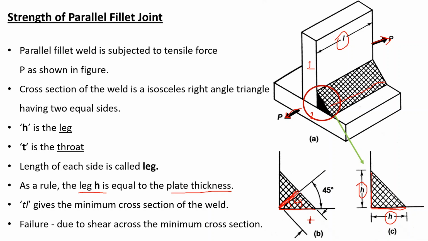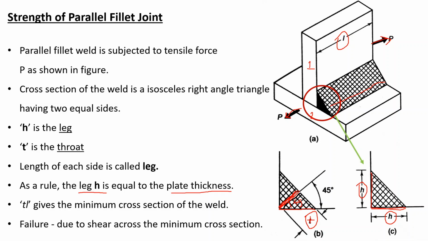This length is known as the throat of the weld. So always be careful while solving a problem whether the leg of the weld is asked in the question or the throat of the weld is asked. If you apply simple geometry, you can easily find the value of throat in terms of leg of the weld. Your throat T is equal to cos 45 times the leg of the weld, which is equal to 0.707 times your leg of the weld.